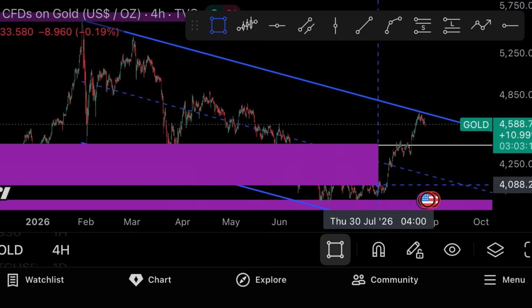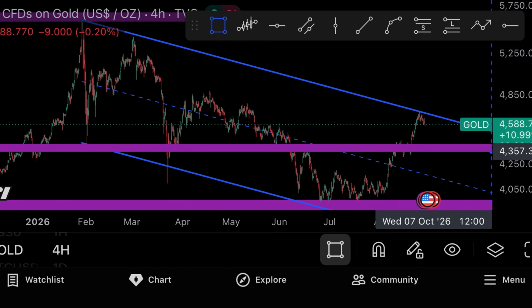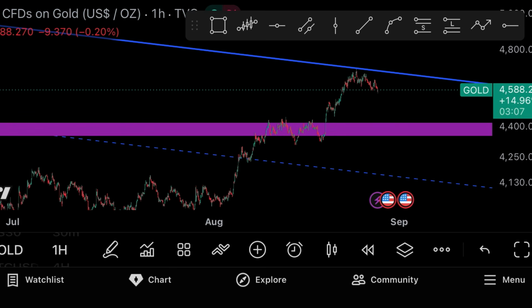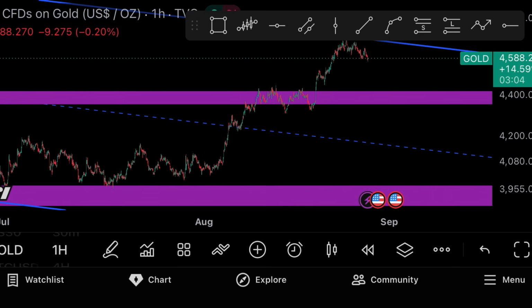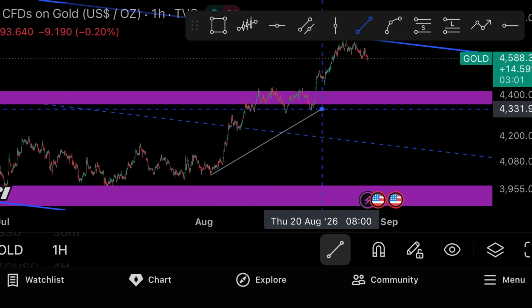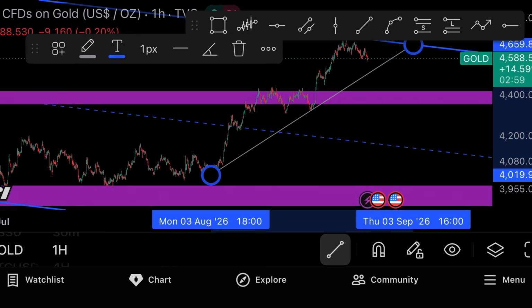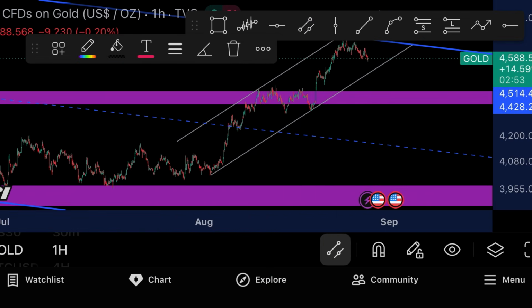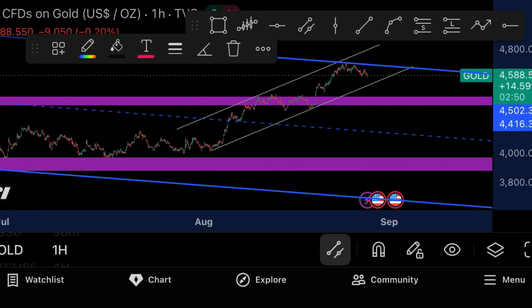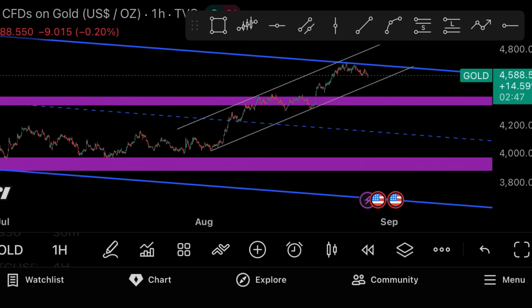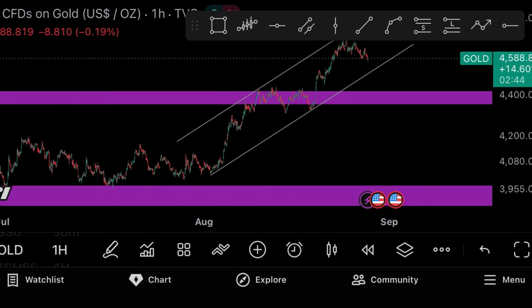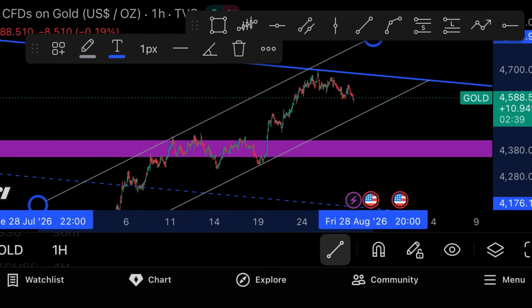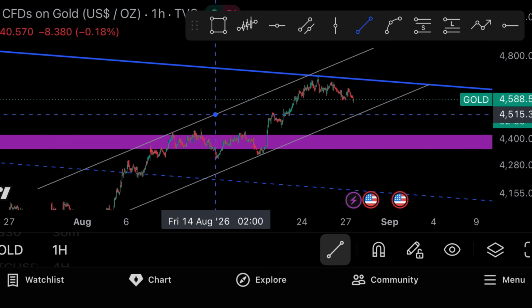Just draw your support like this, and move down to your 1 hour time frame and draw a trend line from down here. Let's draw the manual trend line from down here, then copy it and paste it just like so. We can clearly see now that the market might be touching the bottom of our trend line. Thank you, Jesus. We can clearly see that the market might be touching the bottom of our trend line.